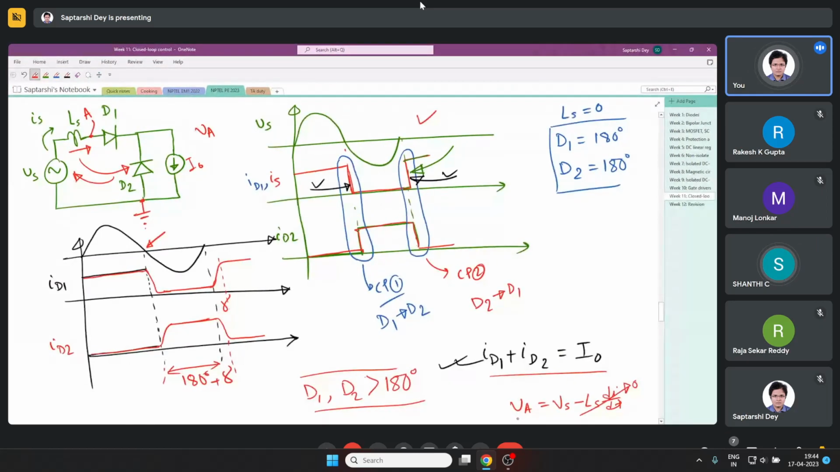So this is anyway zero. Whatever my supply voltage, that much is the anode voltage. So if the supply voltage becomes negative, anode voltage becomes negative, right? Anode voltage negative means what? Now D2 has higher anode potential. So the current must shift from D1 to D2.